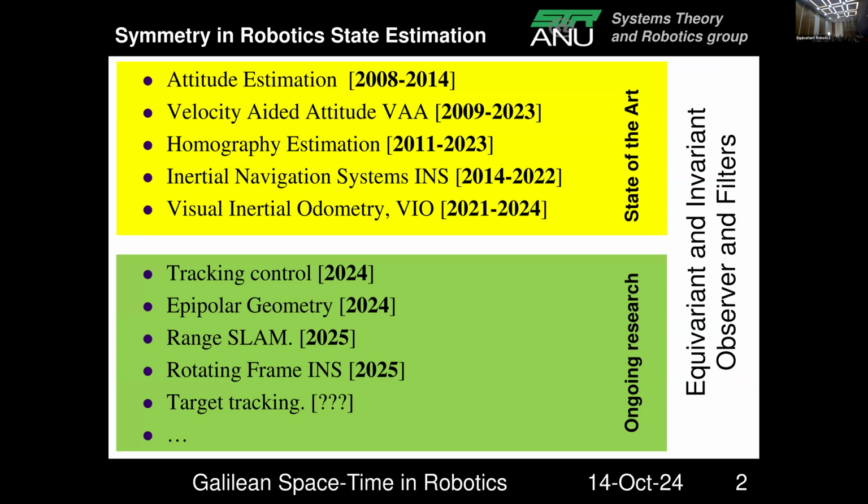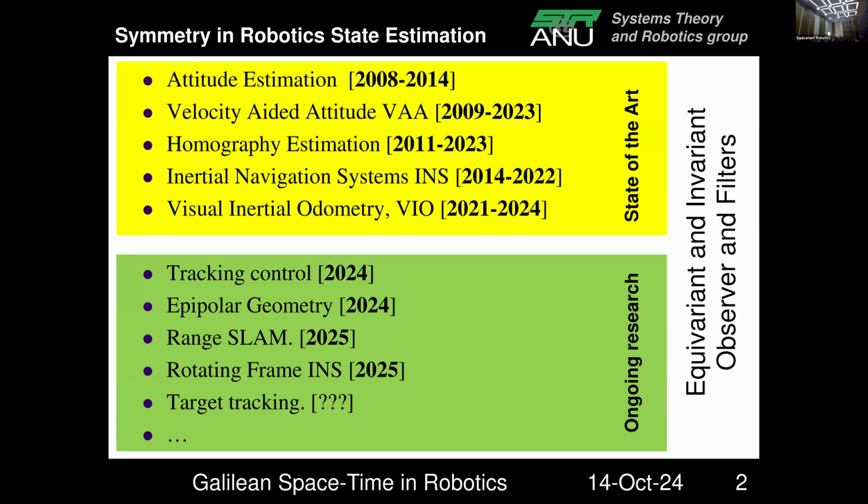The argument I would make at this point in time is that in all of those fields where we really established the symmetry, the filters that have been developed in this way really are state-of-the-art filters. Perhaps in visual inertial odometry the jury is still out, but I would argue strongly that in all of the other cases, this approach really is the way to do things.